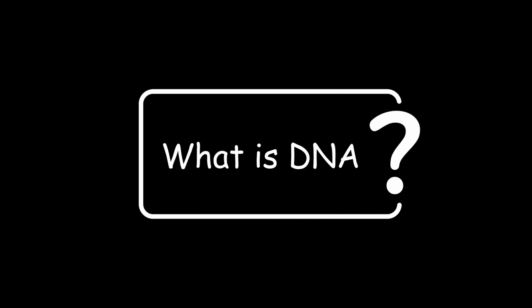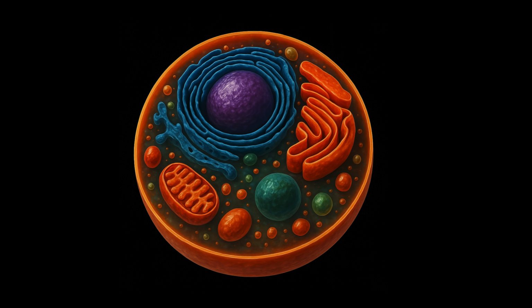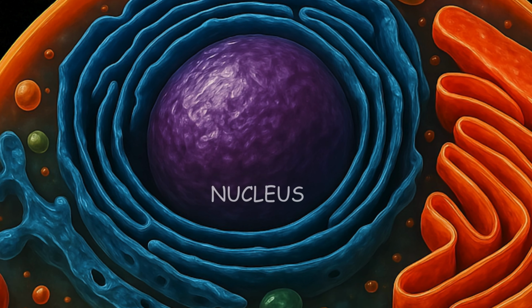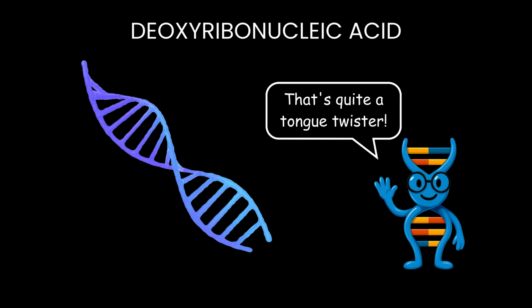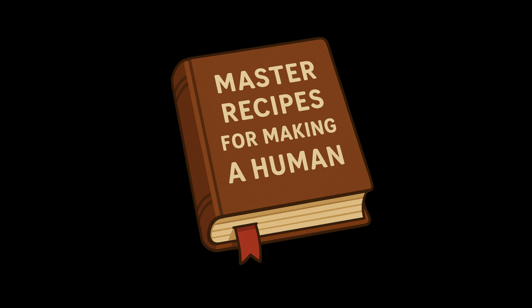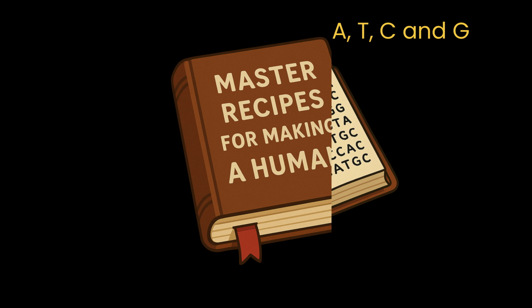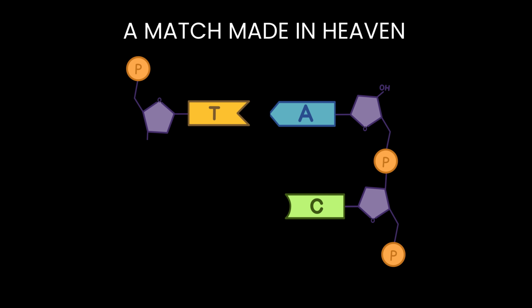What is DNA? Inside our body are trillions of cells, approximately 37 trillion in an adult human male. And inside most of those cells, there is a tiny control center called the nucleus. That's where our DNA lives, like a supercomputer inside each cell. DNA stands for deoxyribonucleic acid, but don't worry, you don't need to memorize that. Just think of DNA as a master recipe book written in a secret language made up of only four letters: A, T, C, and G. These letters always pair up, A with T and C with G, like perfect puzzle pieces.